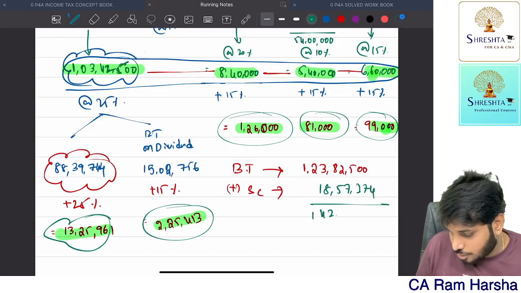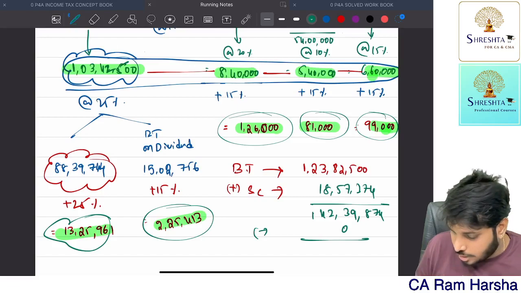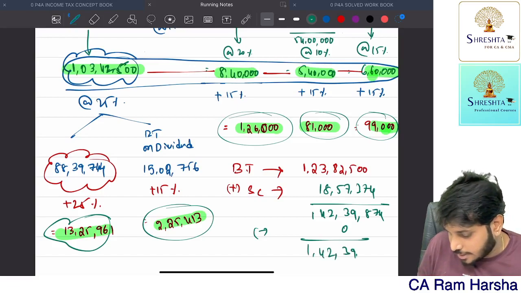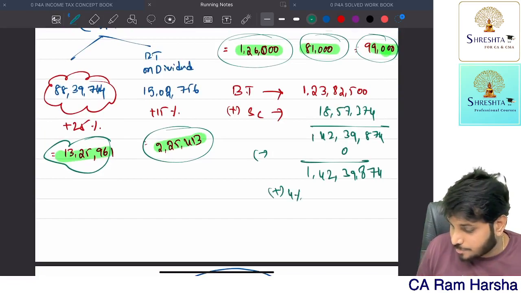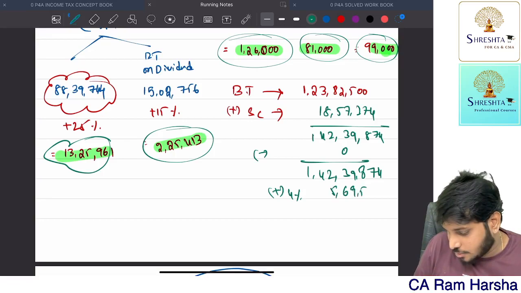1 crore 42,39,874. Is there any marginal relief and all? Zero. So again 1 crore 42,39,874. Now for this, how much is the cess? 4%. How much is the cess amount? 5,69,594.